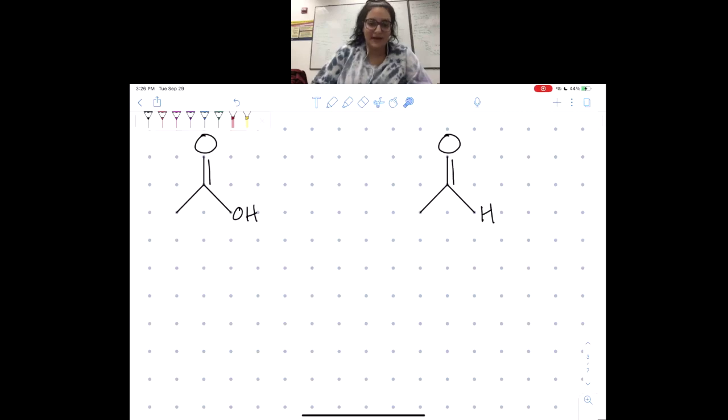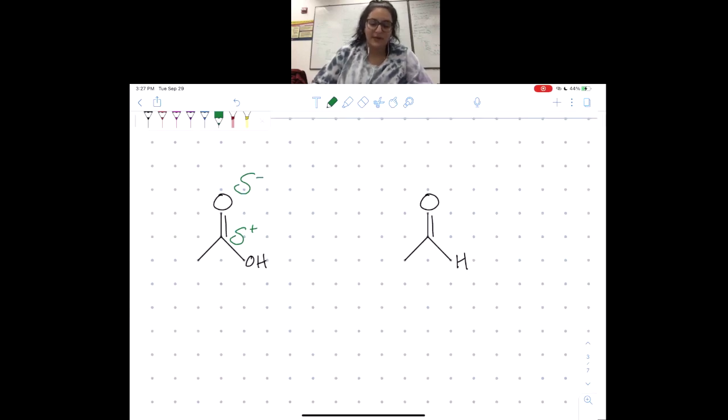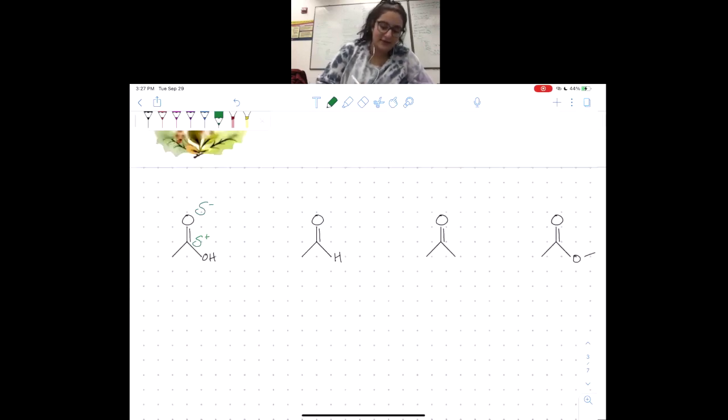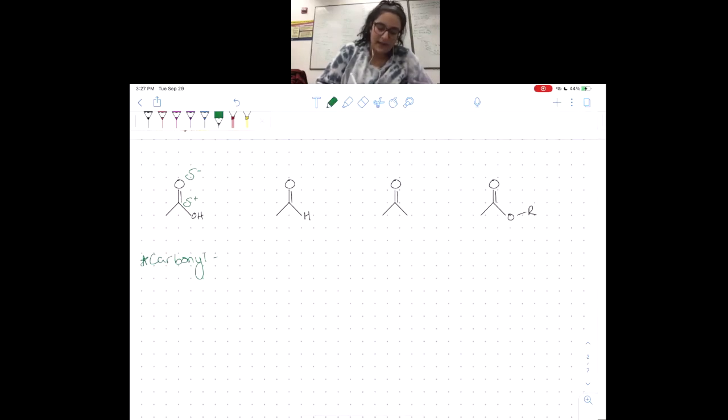And the reason for that is because we have a delta minus on the oxygen and a delta plus at the carbon. So let's write that as our first note down here. Carbonyl equals electrophile most of the time. So when we want an electrophile, we are looking for something that is attackable and has a positive charge, because the less electron density, the more likely it is to be attacked.